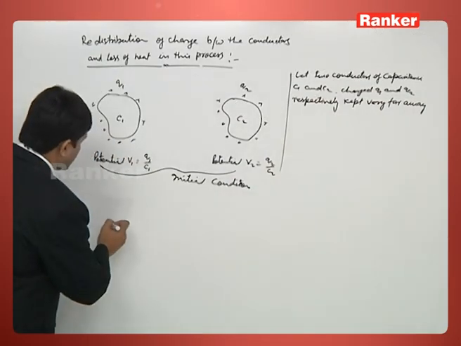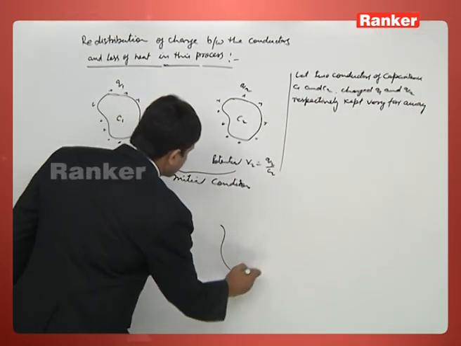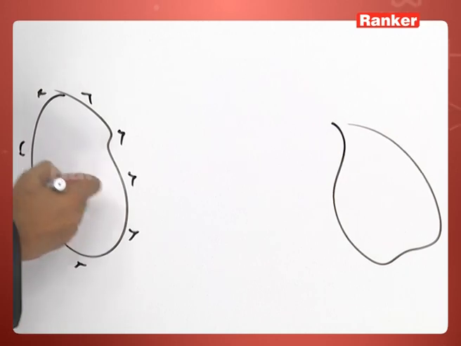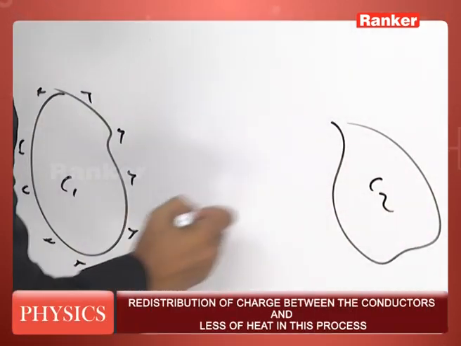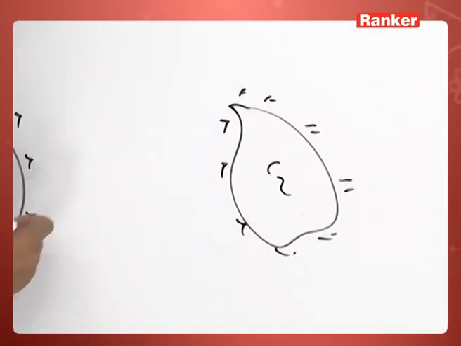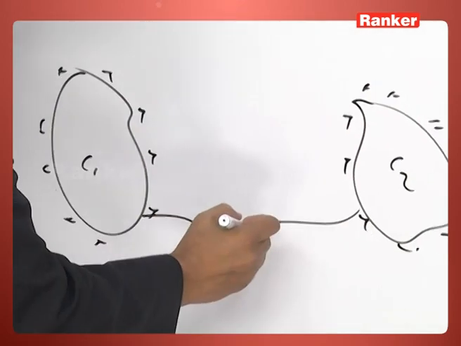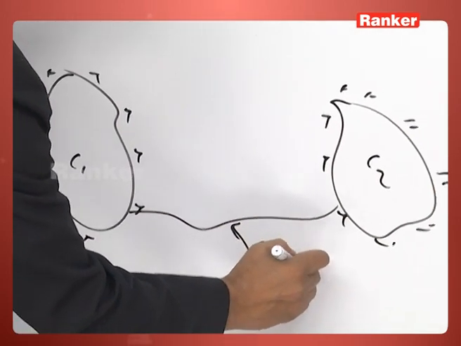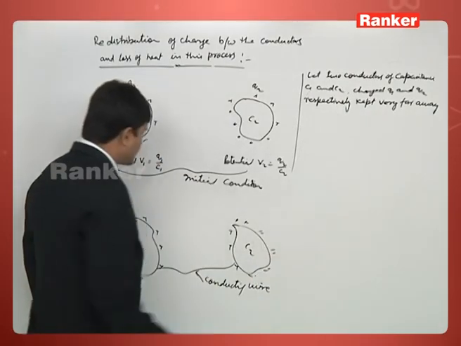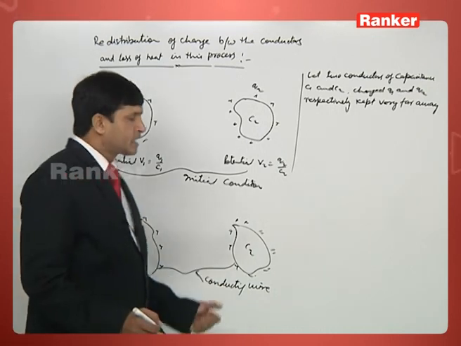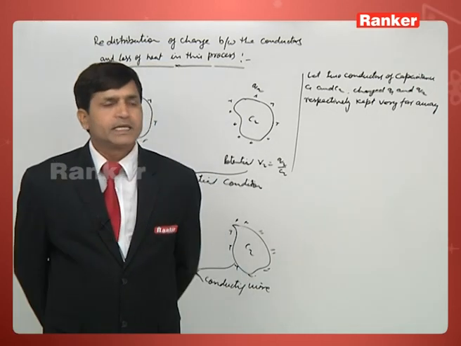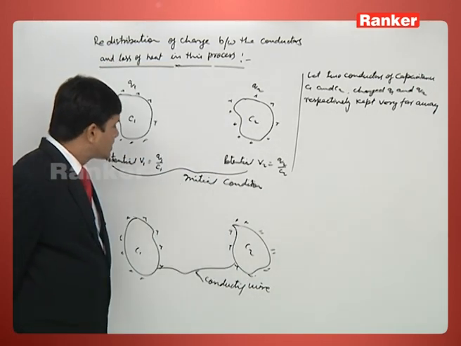Now these conductors, which have charge and capacitance C1 and C2, are joined with a conducting wire. Important point: this is a conducting wire. Then what happens? Because of this conducting wire, whenever two conductors are joined with a conducting wire, charge flows between these two conductors.